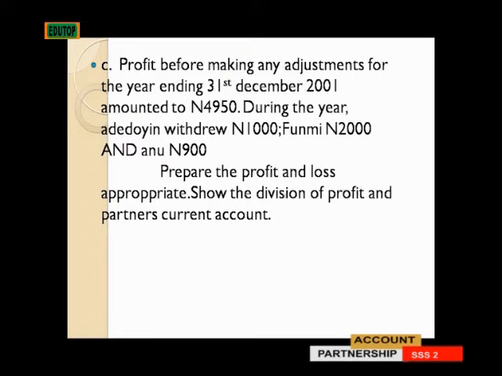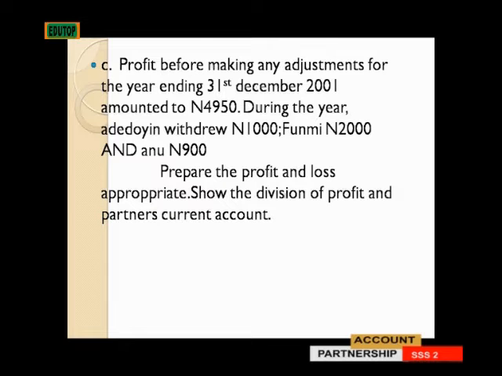Then during the year, they drew, and don't forget they pay 5% on drawing. These are the amounts they withdrew: Adeyomi withdrew 1,000, Funmi 2,000, and Anu withdrew 900. Now, prepare the profit and loss appropriation and show the division of profit and the partners' current accounts.